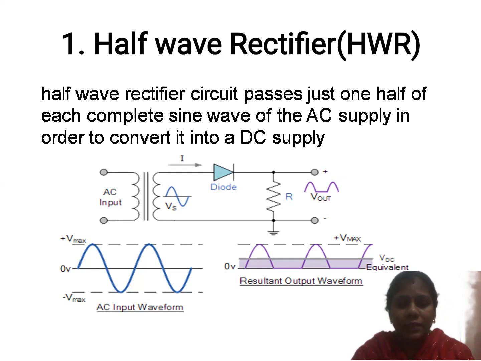So here, as you observe the output waveform, that is the resultant waveform, the diode conducts for only one half cycle and the remaining half cycle you can consider as 0. So this is nothing but a half wave rectifier. The half wave rectifier is a circuit that passes just one half of each complete sine wave of the AC supply in order to convert it into a DC supply.